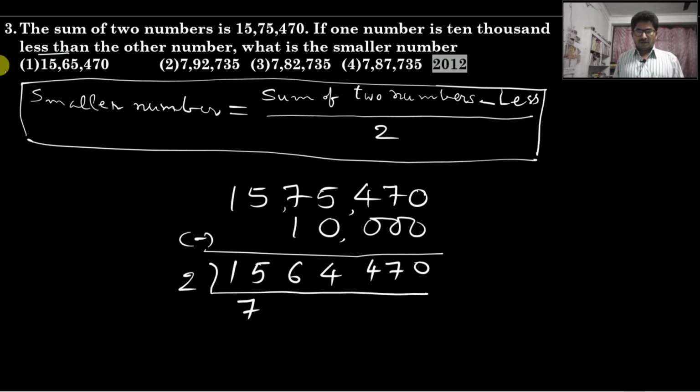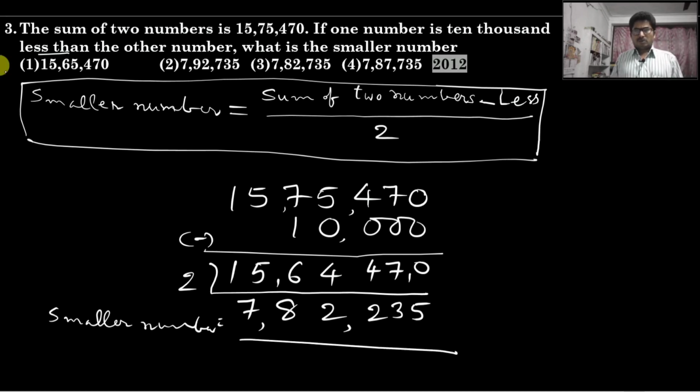2 sevens are 14, 1 remainder, 2 eights are 16, no remainder, 2 twos are 4, 2 twos are 4, 2 threes are 6, 1 remainder, 2 fives are 10. So this is the smaller number. 7,82,235 is the smaller number.